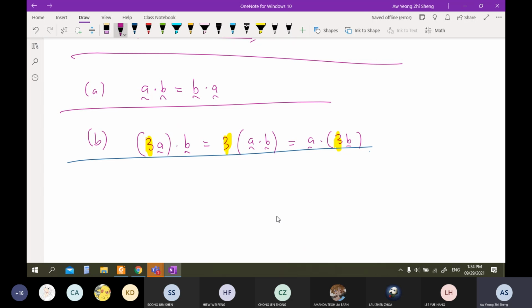De Hong asks, is writing 3A dot B okay instead of bracket 3A dot B? Yeah, it's actually okay because it doesn't affect the meaning. If you write 3A dot B, it will be understood as 3 times A dot B. It doesn't affect the final result, so it's fine.